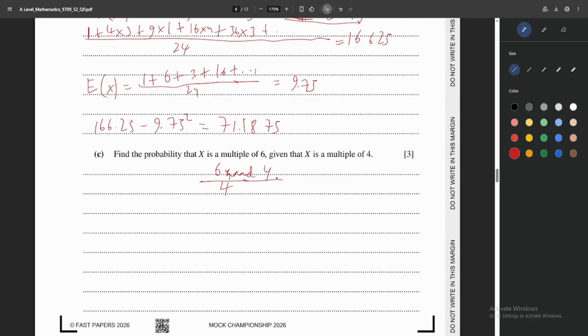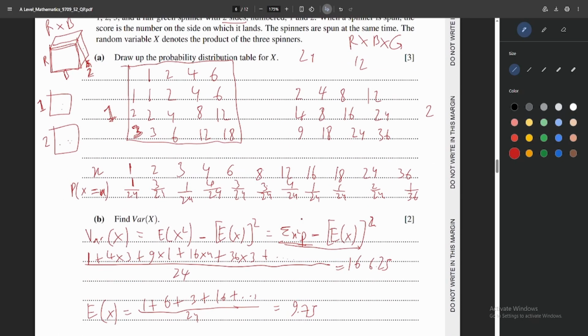So first let us find out the numbers which are a multiple of 4. So we have over here 1 2 3, 1 2 3 4 5, 6 7 8 9 10 11 and 12 13.